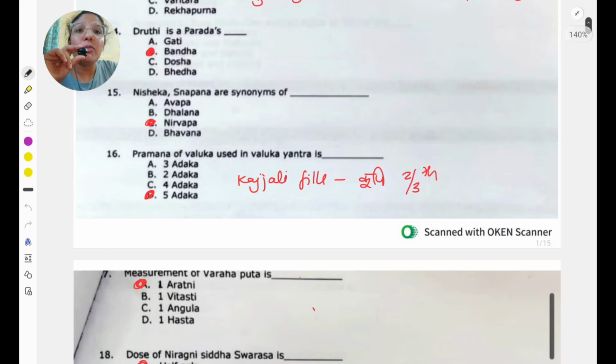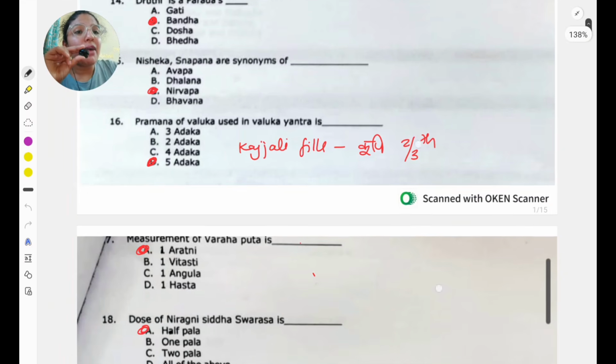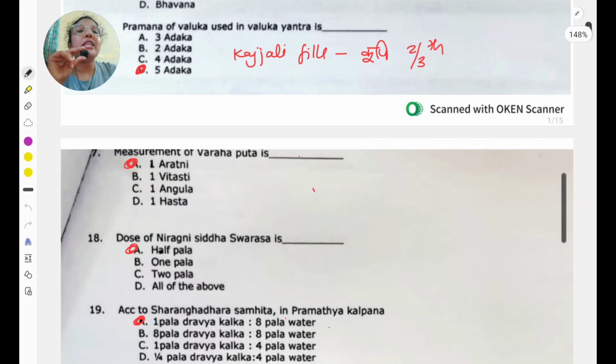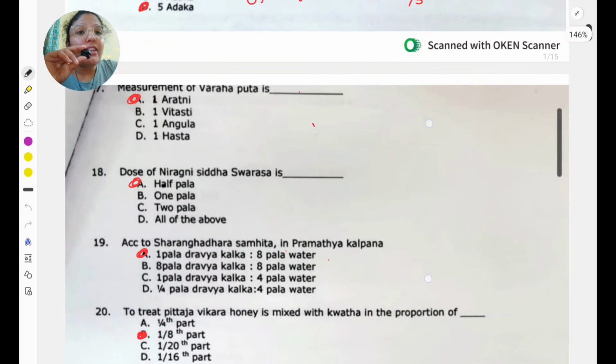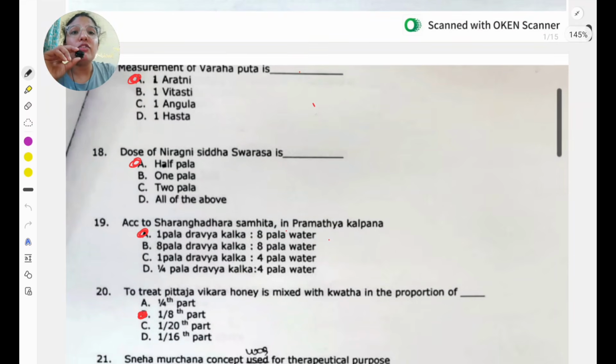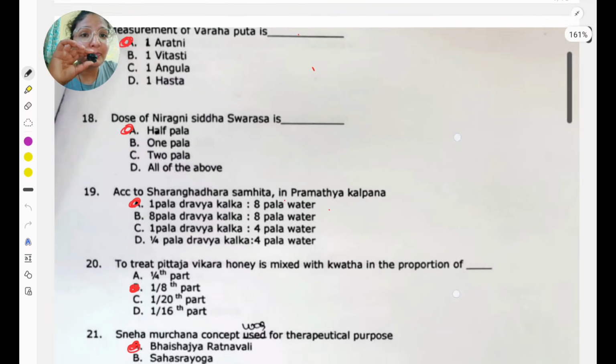Nikseka and Sapnam are synonyms of Nirvapa, and Nirvapa is the process in which we heat some metal red hot and quench it in some liquid medium. It is used for the Shodhana procedure in Samanya Shodhana of Dhatu, Abhraka, Makshika, etc. Pramana of Valuka used in Valuka Yantra: usually 5 Adhaka Pramana of Valuka is used, and it is an important and repeated question. And here one important thing is that Kajjali is filled in the Kupi up to two-thirds. Then Varaha Putta is the Putta in which the measurement is 1 Aratni. Varaha Putta is used, I think, for Makshika's Marana.